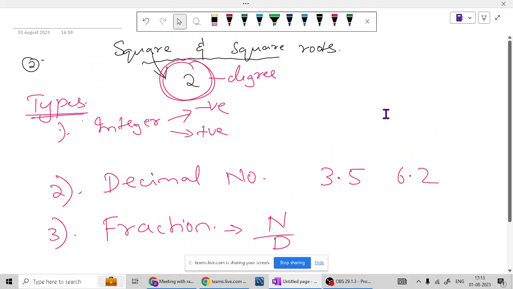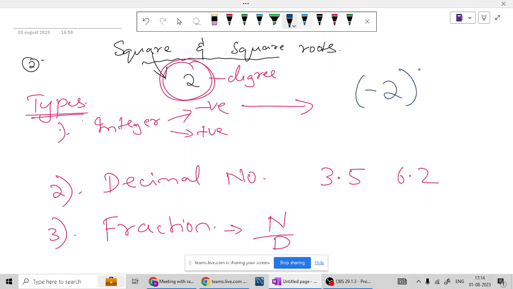Have you taken this? Integers, decimals. Done. Okay, integers I've taught you, that is positive values. Positive is done. Now for negative, I'll give an example.